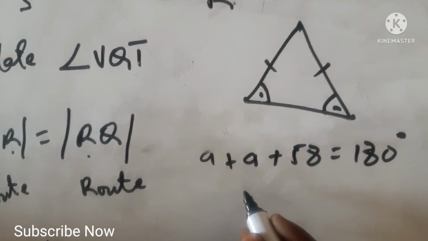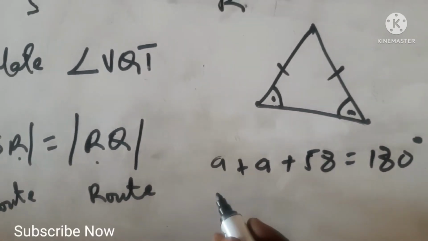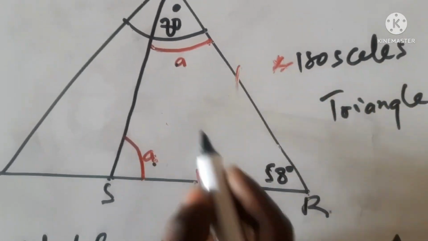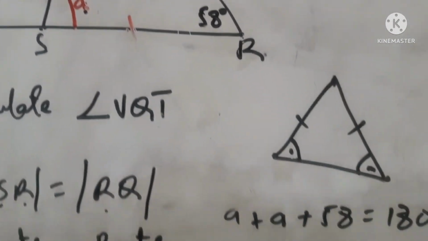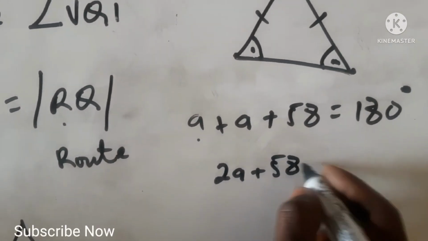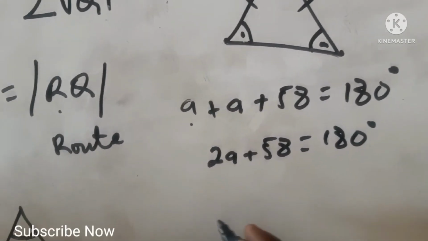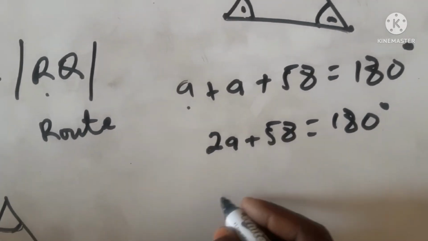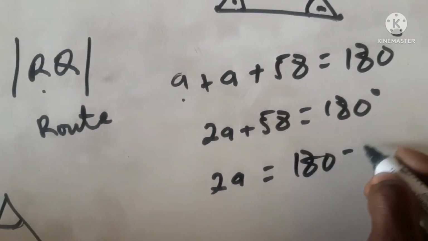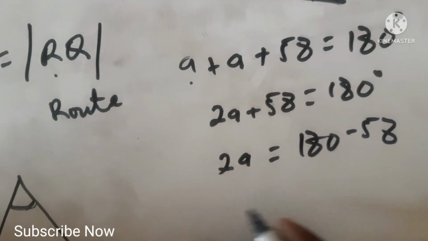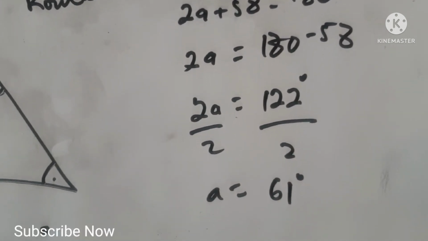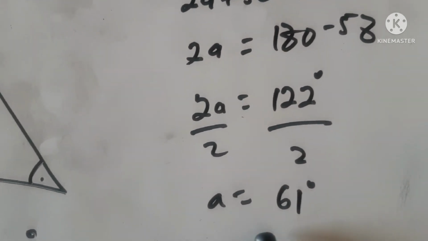Obviously, the property that I'm using here is the sum of the interior angles of a triangle. So this plus this one plus 58 should be equal to 180, right? Here, this plus this one, they are the same, so 2A plus 58 should be equal to 180. We subtract 58 from both sides, so 2A is equal to 180 minus 58, and then you divide both sides by 2. So you have A equal to 61, right?